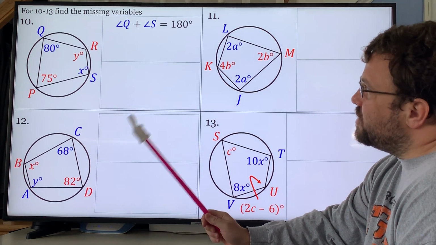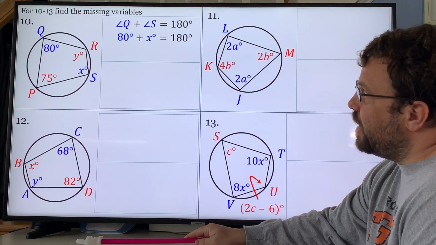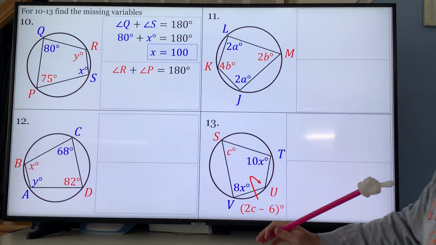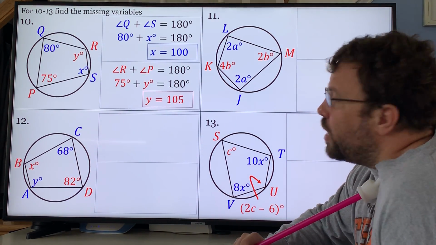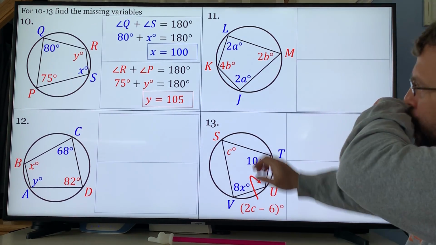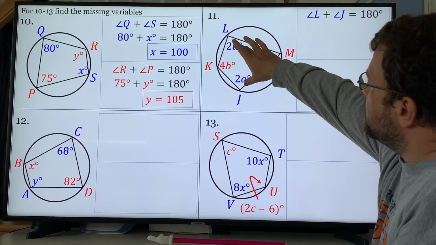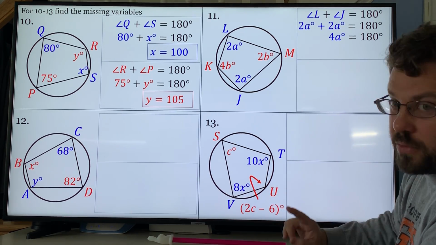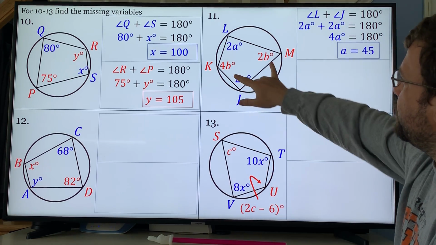Q plus S equals 180, right? Subtract 80, x equals 100. Y plus 75 equals 180. R plus P. Y equals 105. Let's get into some algebra here. Opposites. 2a and 2a equals 180. 4a, not 4a squared, 4a equals 180. 180 divided by 4 is 45.